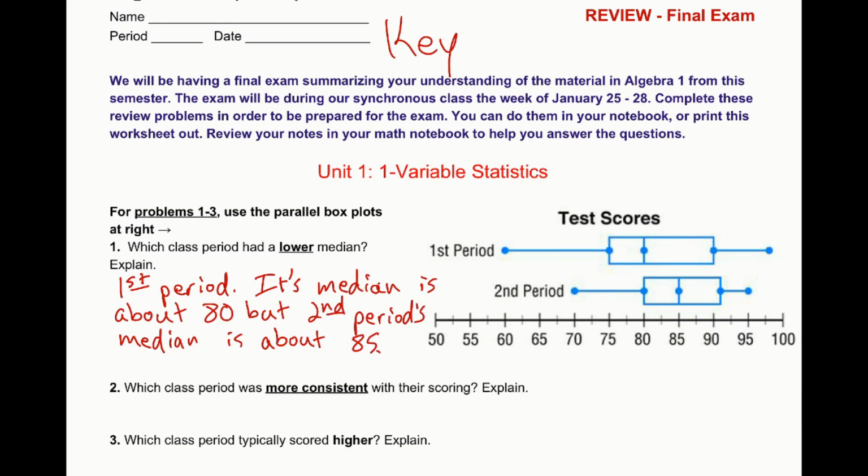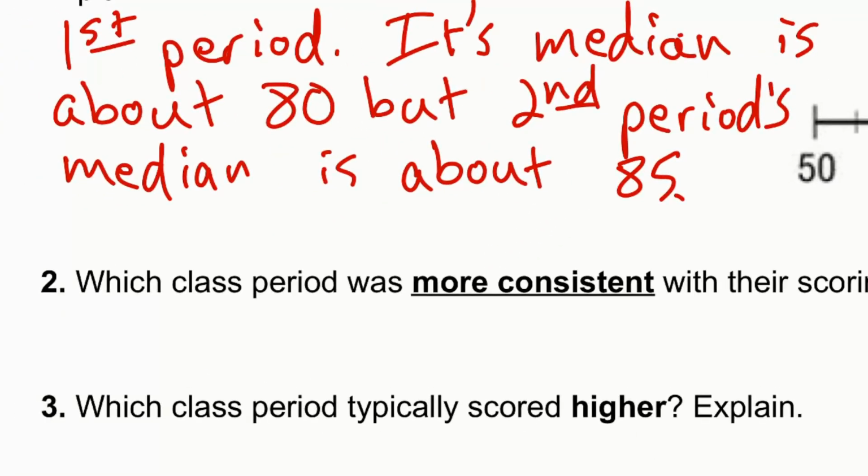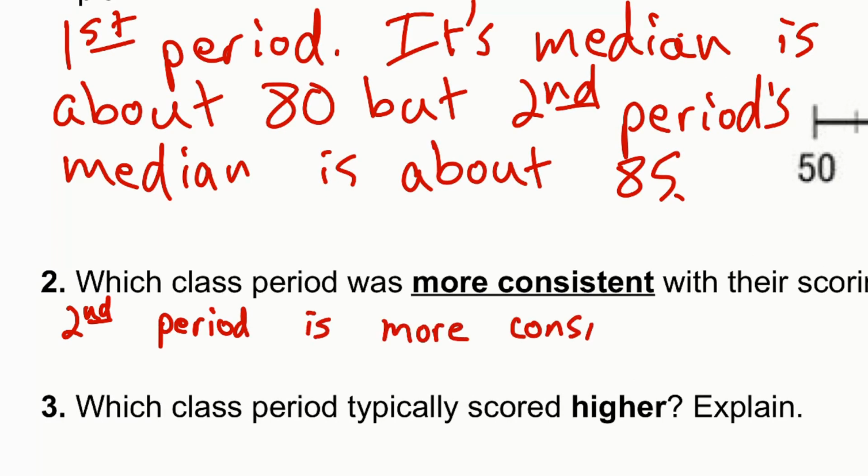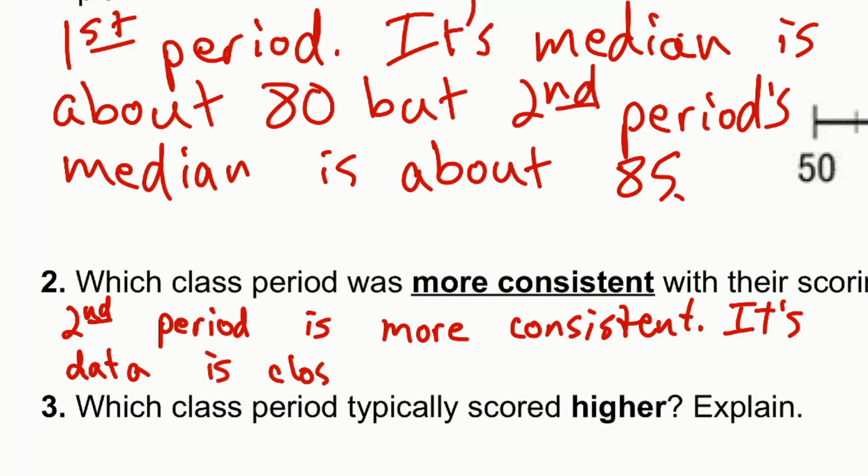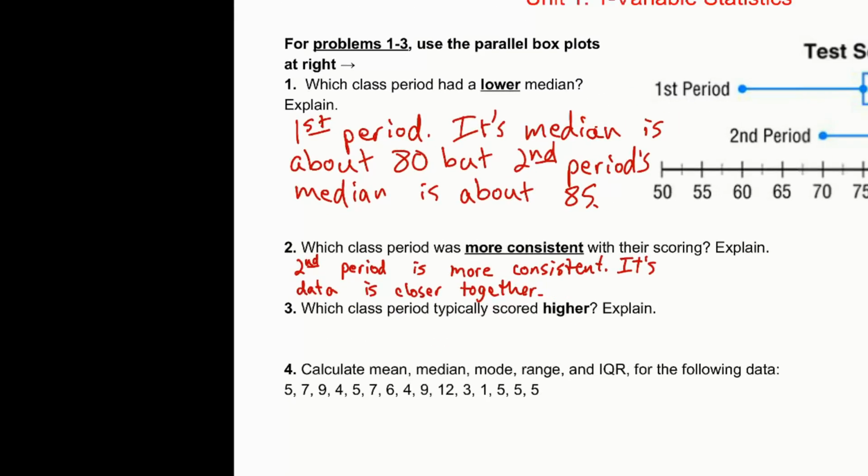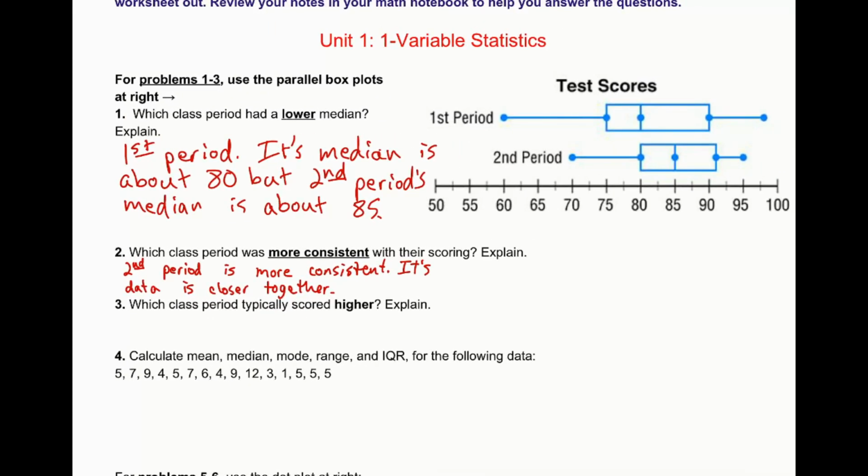So what I would say here is second period is more consistent. Its data is closer together. And that answers the second problem.